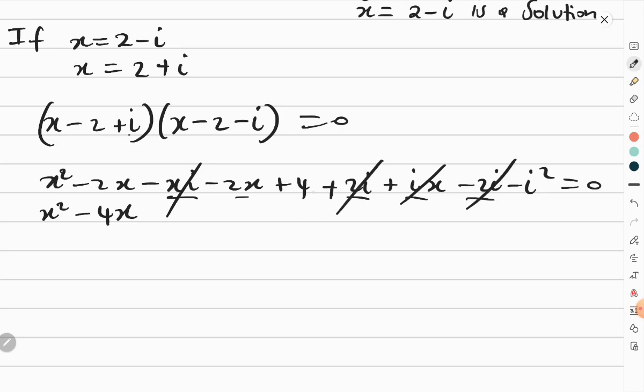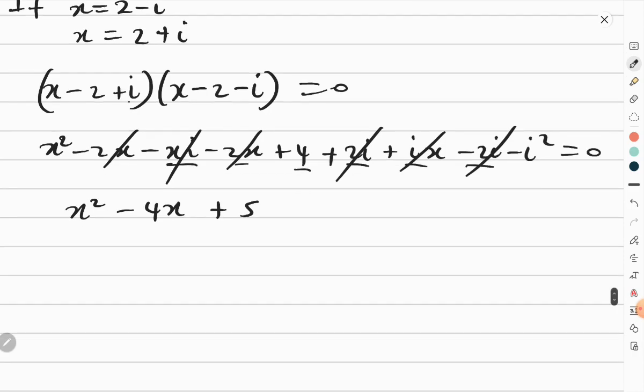Then we have 4, these ones we've already used. Then we have 4 and negative 2, negative i squared. So negative i squared is basically positive 1. So we have 4 plus 1, which is just going to be equal to 5. So let me just write it here. We have x squared minus 4x plus 5. So we basically have this one.